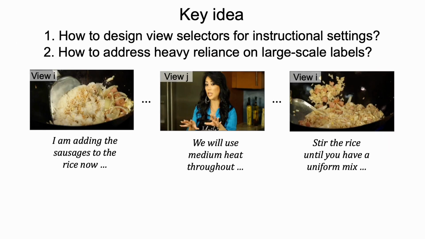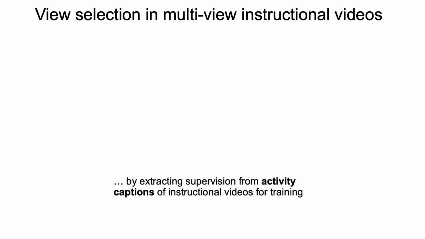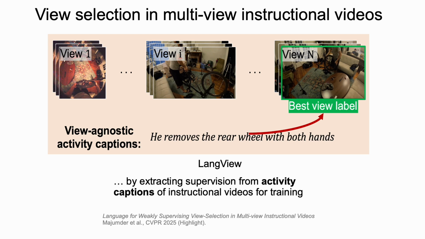So, how do we leverage these narrations to tackle our key challenges? First, we use these narrations to infer the most important actions and objects in the activity. Next, we use the salient concepts to infer which view shows them most clearly and subsequently choose the best view. More concretely, we introduce a model for performing view selection in label scarce settings. Our model is called LangView. In this method, we use the view-agnostic activity descriptions, or in other words narrations, to provide weak supervision during our view selector training. Alright, now let's dive into the details of the first method.